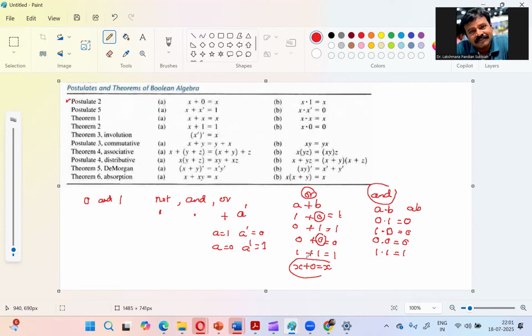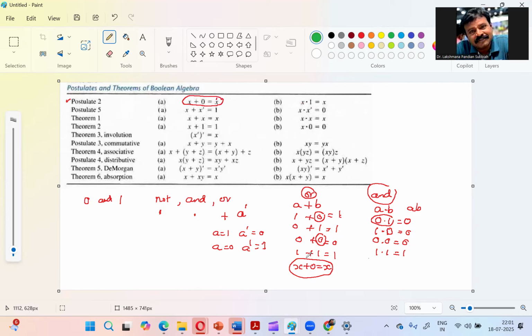This is the first postulate: x plus 0 equal to x. Whatever the x value, the corresponding value is the result. Now in the case of the AND operation, x dot 1 also depends on x.